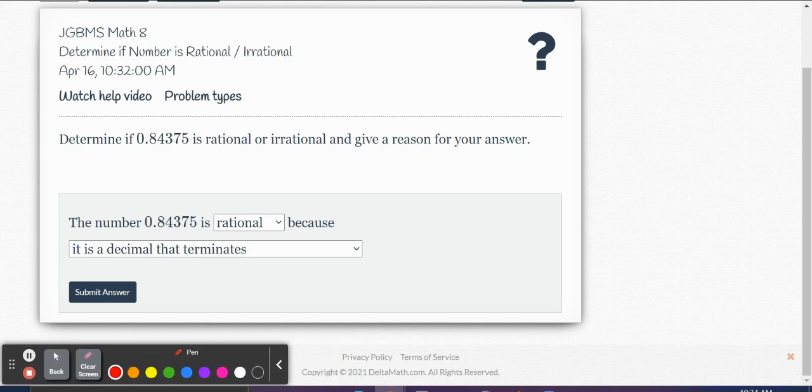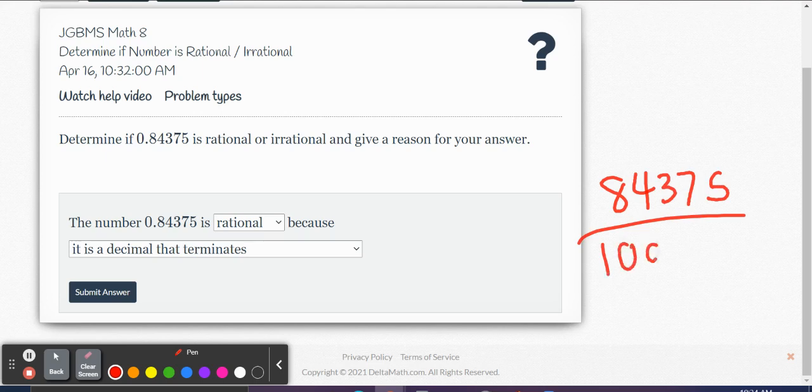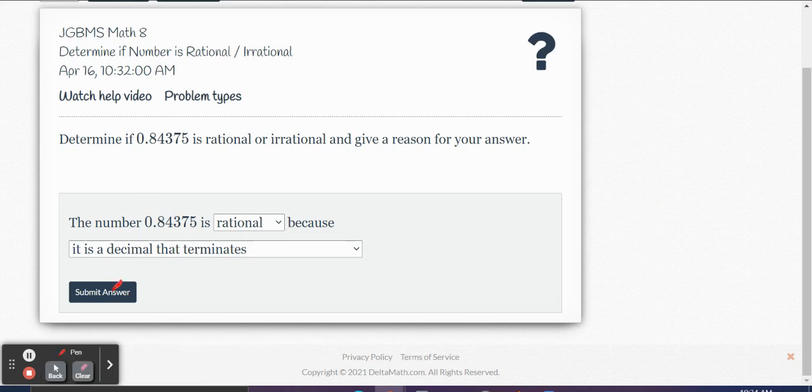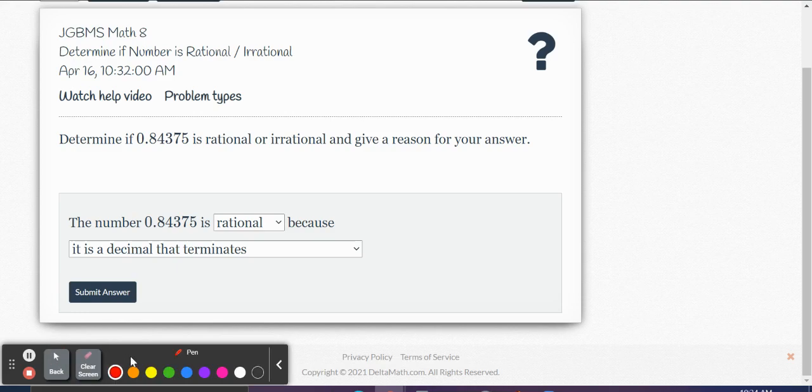Let me use a pen. You could write it as 84375 over 1 followed by how many zeros? 5 zeros: 1, 2, 3, 4, 5. So you could write that as a fraction. I don't want the pen anymore. Can I get off the pen? There we go. Submit it.